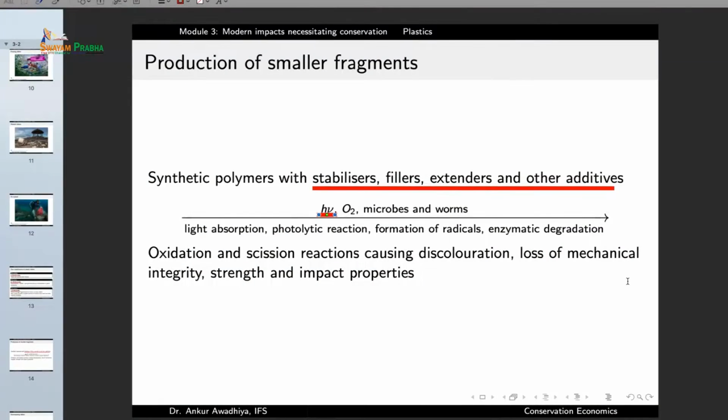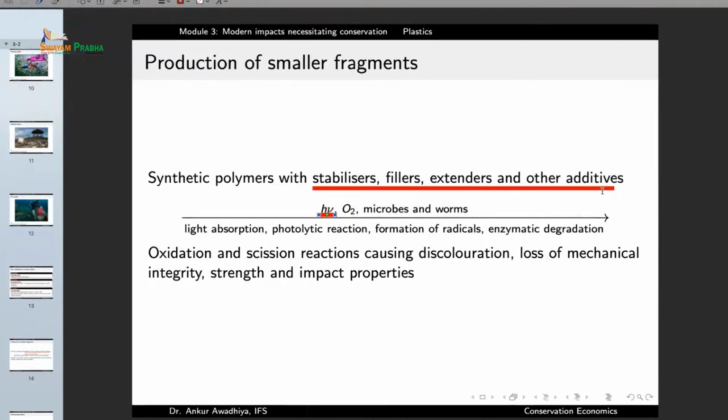And after a while, it will start converting into smaller fragments. The other thing that acts is oxygen. So oxygen is able to oxidize some of these substances, not just the polymer or the oligomers that are being formed, but also the stabilizers, fillers, extenders, and other additives. So when these chemicals get oxidized, then they lose their properties, and so the plastic becomes more and more brittle. And some biotic organisms, such as microbes and worms, can also act on these plastics.